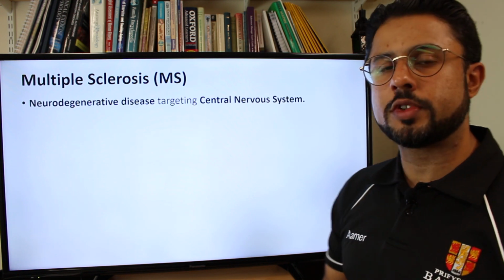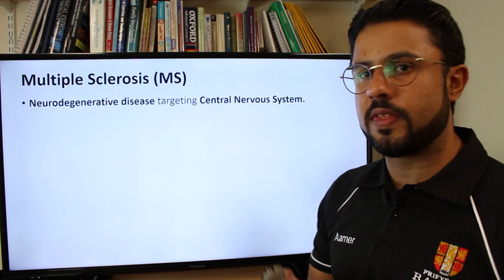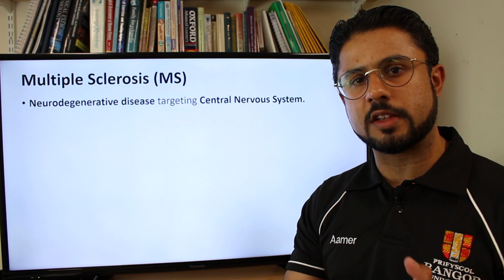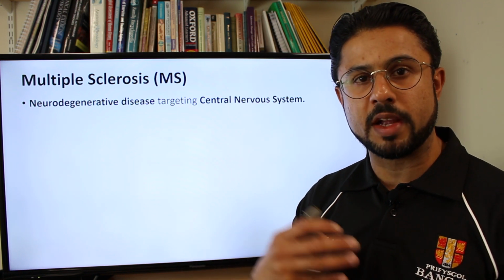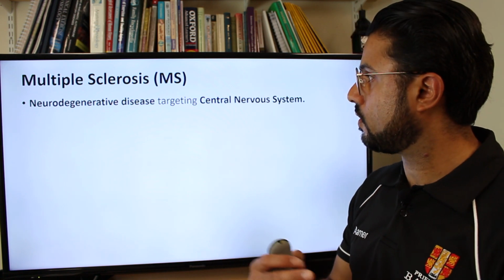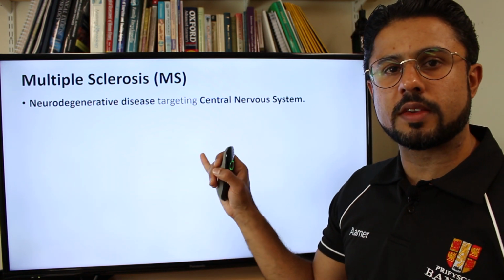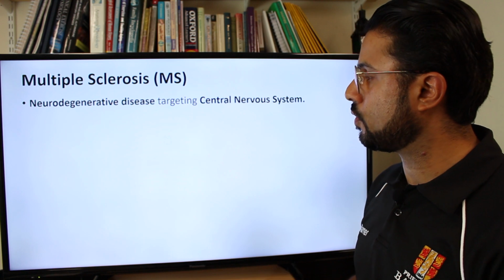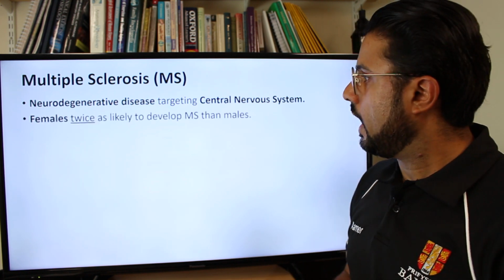Now, multiple sclerosis is a neurodegenerative disease, so by that we mean that there will be some aspect of the neurons that become damaged through some physiological or pathophysiological factor. It primarily targets the brain and the spinal cord, so it's the central nervous system that is affected.